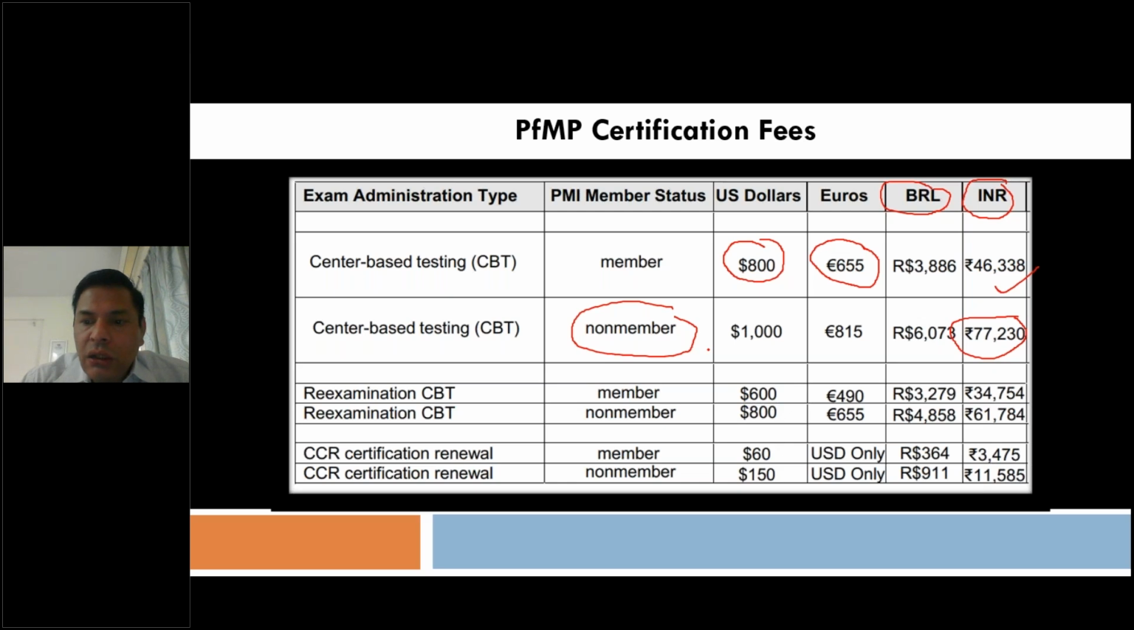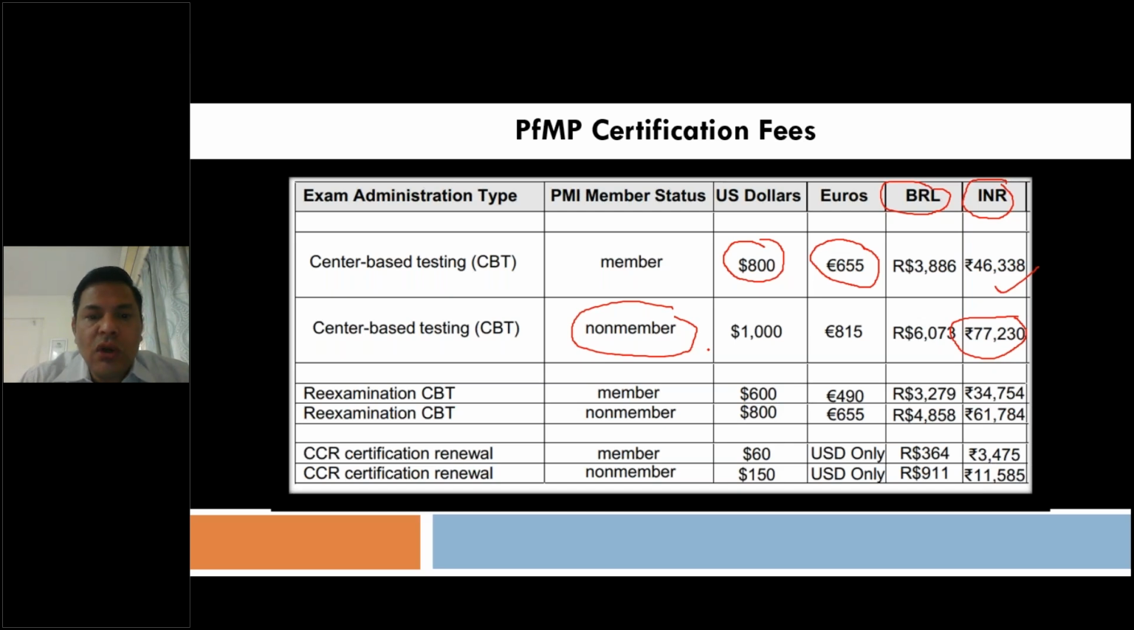Not only do you get a lot of discount on the exam fees, but there are many other benefits of becoming a PMI member. I'm not going to talk about the membership benefits, but one benefit I would definitely like to tell you here is that you will be able to download the PfMP guide, the Portfolio Management Professional Standard, version 3 and version 4 both, in soft copy once you become a member.